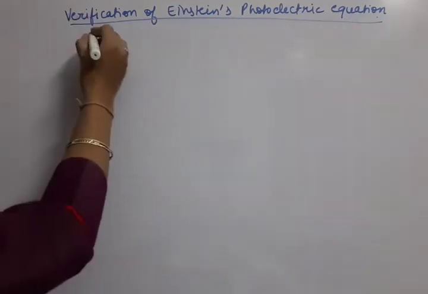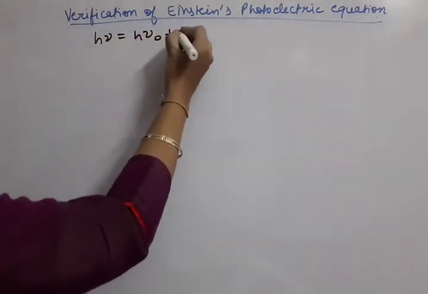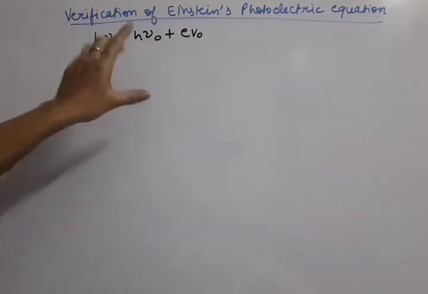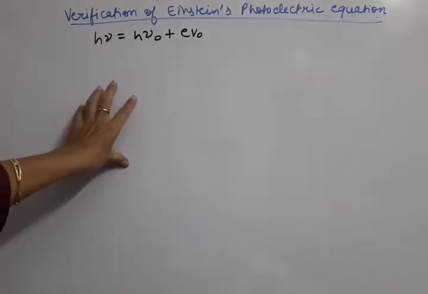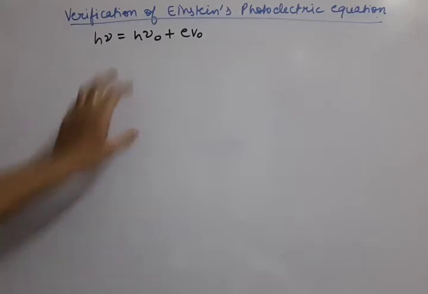As we have discussed, our Einstein equation is h nu equal to h nu 0 plus e V0. Okay, this is our Einstein equation which is helping us to understand the photoelectric effect. Now this equation was suggested by Einstein, but it was verified experimentally by Millikan. So how it was verified, let us understand.